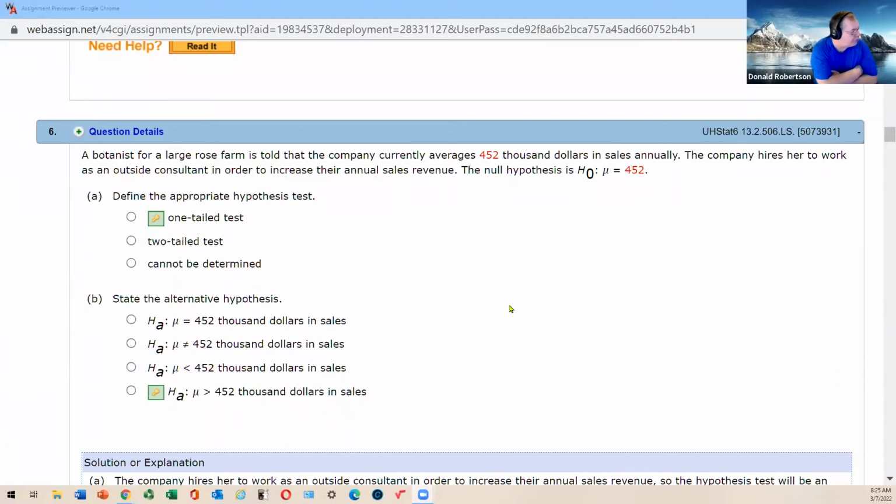A botanist for a large rose farm is told that the company currently averages $452,000 in sales annually. The company hires her to work as an outside consultant in order to increase their annual sales revenue. The null hypothesis is H naught: mu equals 452.